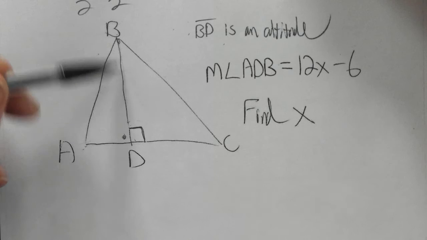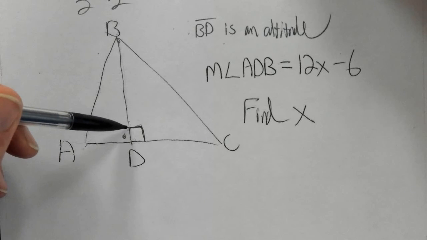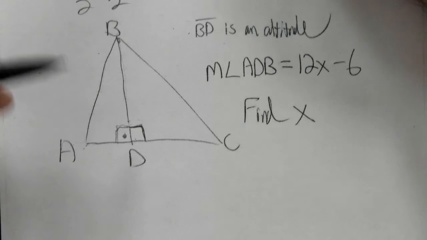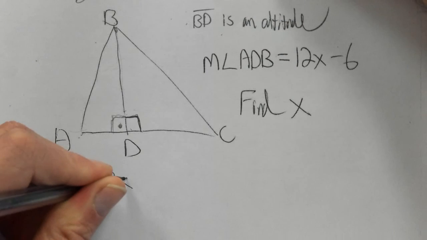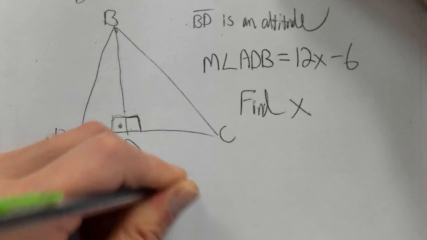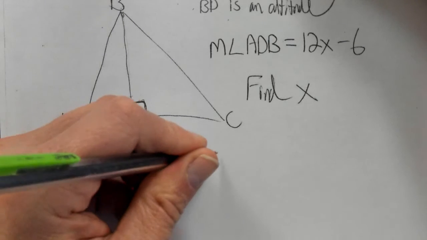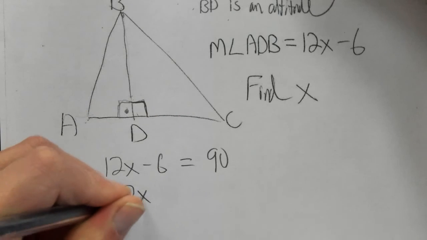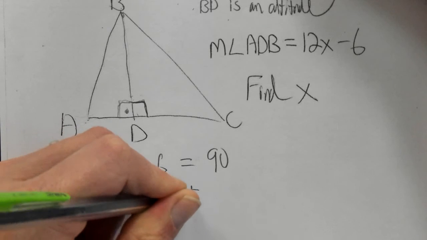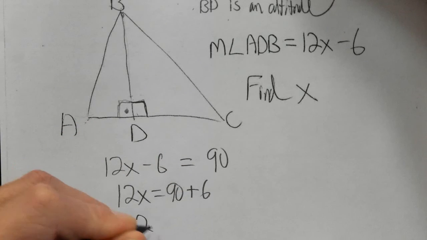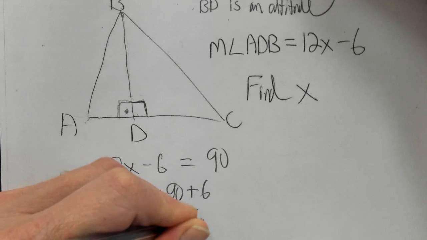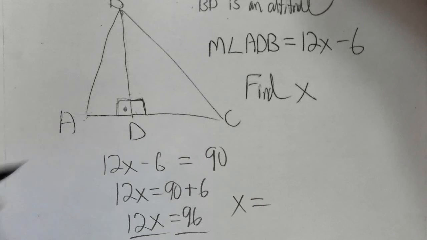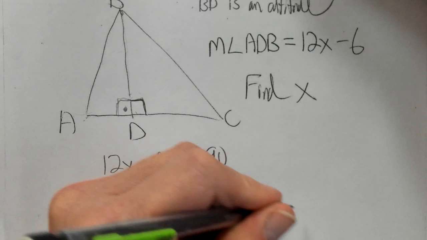All right, so if this angle is 12x minus 6, remember, if this angle is 90 degrees, the other one also has to be 90 degrees because together they add up to 180. So what's 12x minus 6 equal to? Well, it's going to be equal to 90. All right, so there's my equation. I'm going to move the 6 over, 90 plus 6, and 12x is equal to 96, and I'm going to divide now by 12, and I get x is equal to 8 is the correct answer.